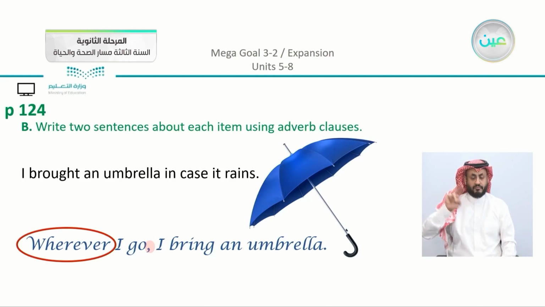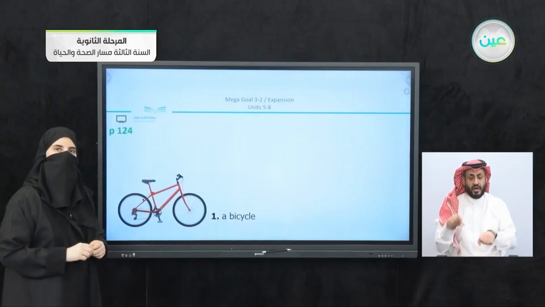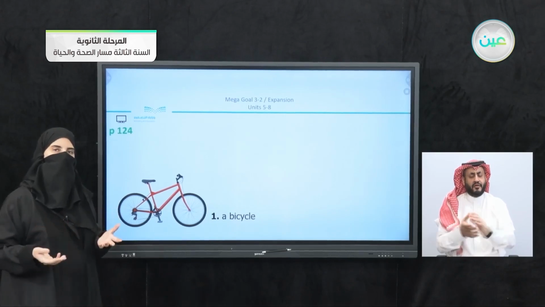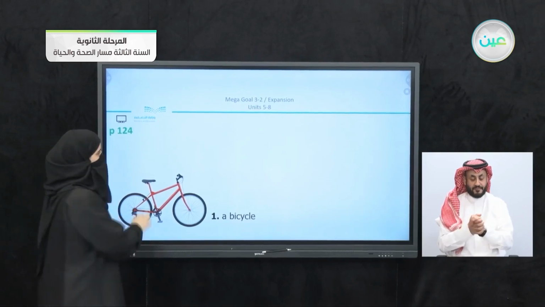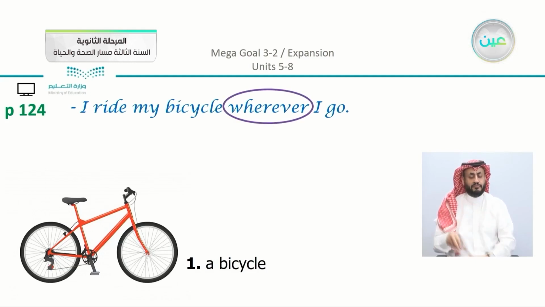We are going to start with our exercise. Now number 1, there is a bicycle. You can write any sentence you want, but you must use a conjunction. So let's just write, for example, I ride my bicycle wherever I go.